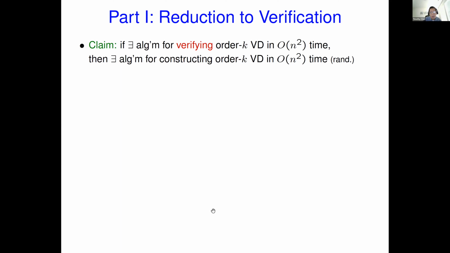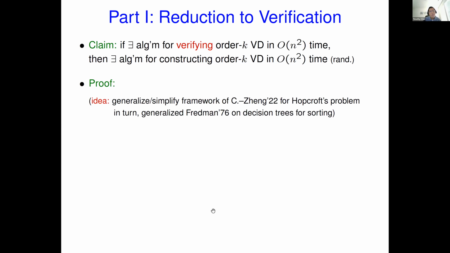Okay, so how to prove this? The proof will be inspired by ideas from my previous paper with David on the half-plane problem, which in turn was inspired by an old paper by Fredman on the decision tree complexity of sorting.